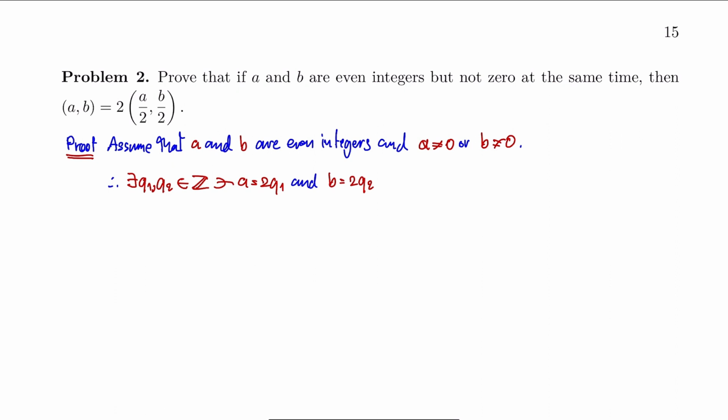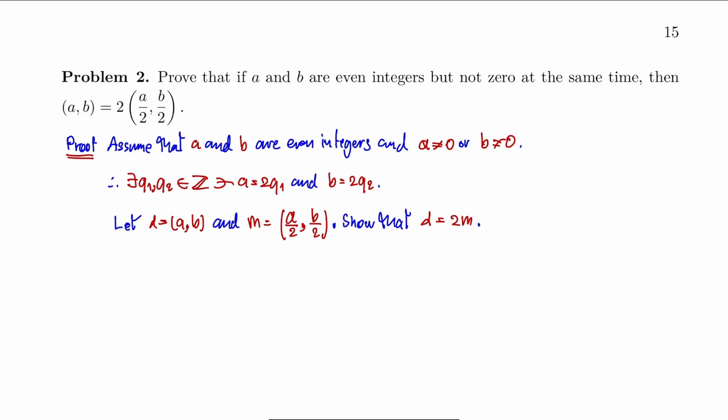The next thing I'm going to do is let d be the greatest common divisor of a and b, and let m be the greatest common divisor of a over 2 and b over 2, and try to show that d equals 2 times m. Now what can we do?